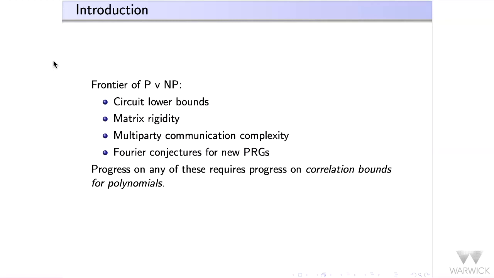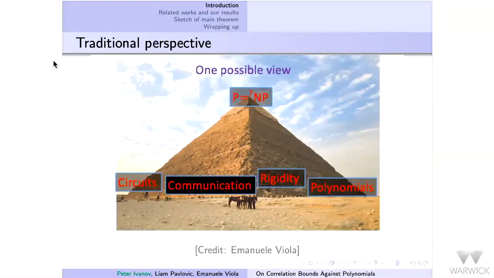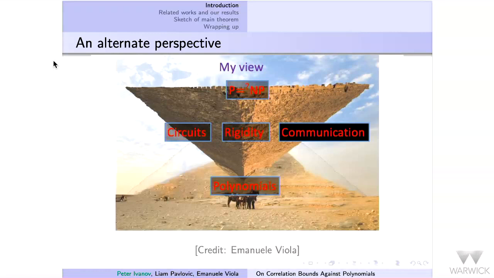I'll formally set this up in a couple of slides, but to borrow a couple of images from my advisor, you can think of this pyramid. The traditional view is you have all these problems, correlation bounds, matrix rigidity, at the bottom of the pyramid that we have to get through towards proving P equals NP. Well, maybe we can flip this pyramid and think of correlation bounds for low degree polynomials as being the first thing we should think about.